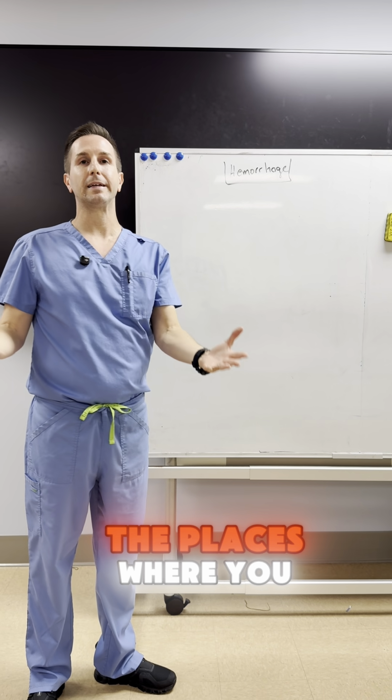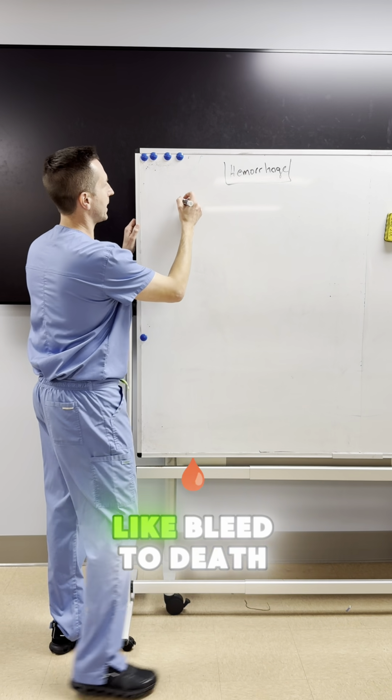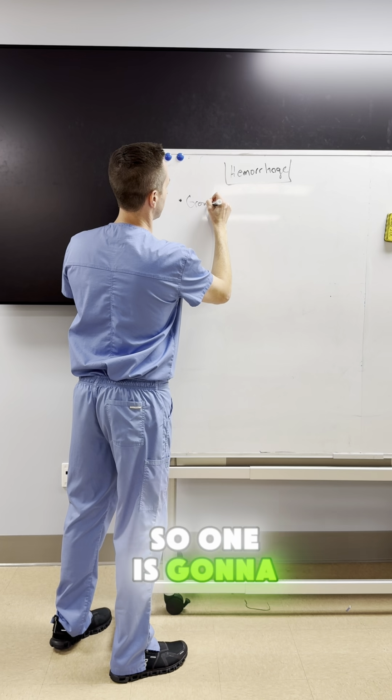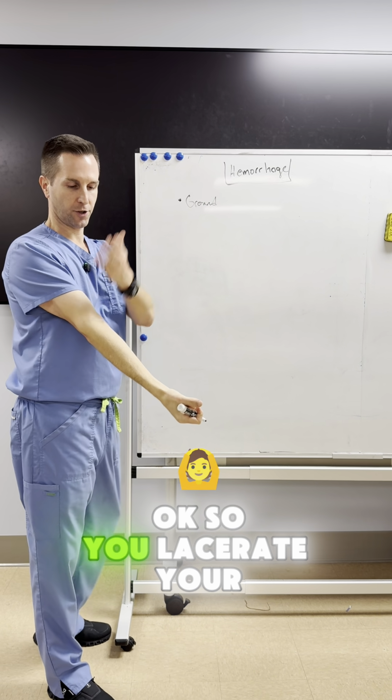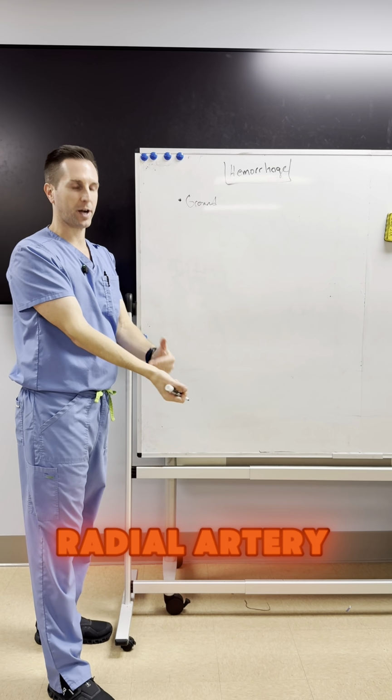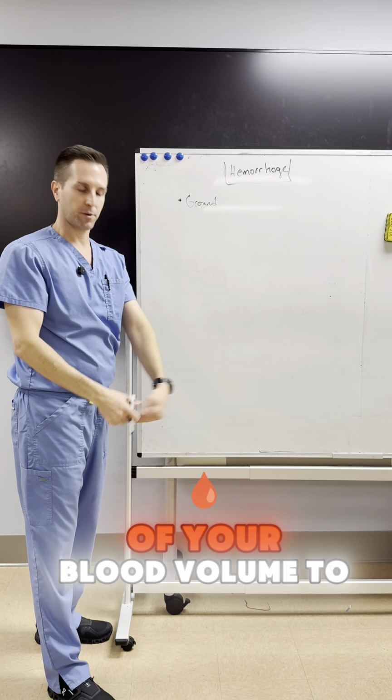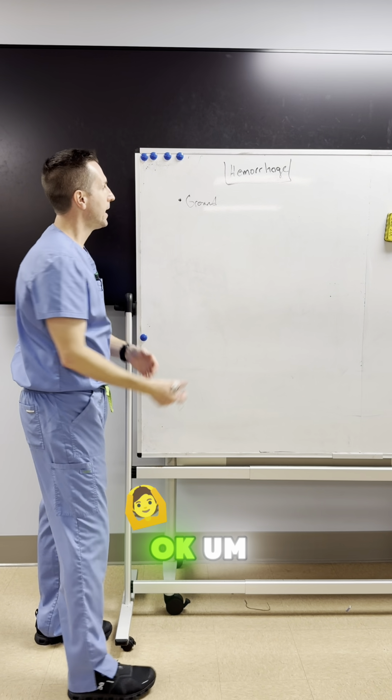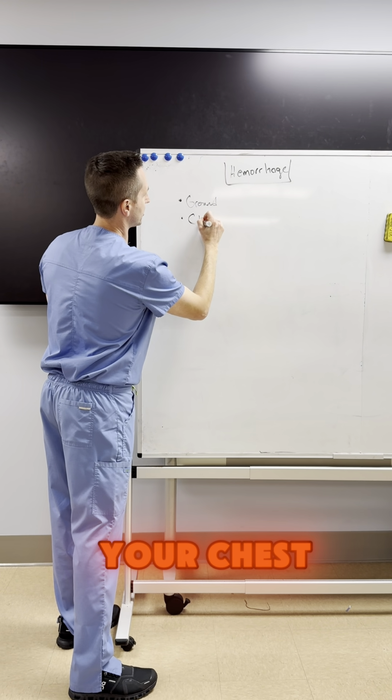Let's talk about all the places where you could technically bleed to death. So one is going to be to the ground. Okay, so you lacerate your radial artery and you lose all of your blood volume to the floor. Okay. Next is going to be into your chest.